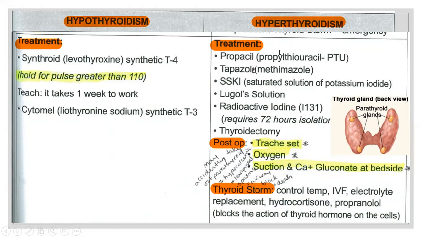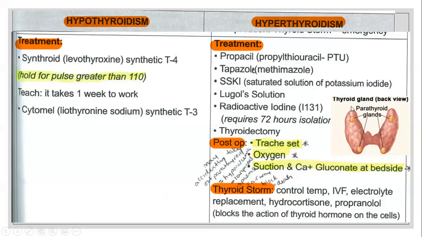For hyperthyroidism treatment, we use propylthiouracil, shortly called PTU, right? If PTU is not enough, we should give radioactive iodine. Or if radioactive iodine is not enough, we go for surgical removal, thyroidectomy. After thyroidectomy, post-operative care is important. A tracheostomy set should be here, oxygen should be prepared, a suctioning machine should be there, also calcium gluconate.